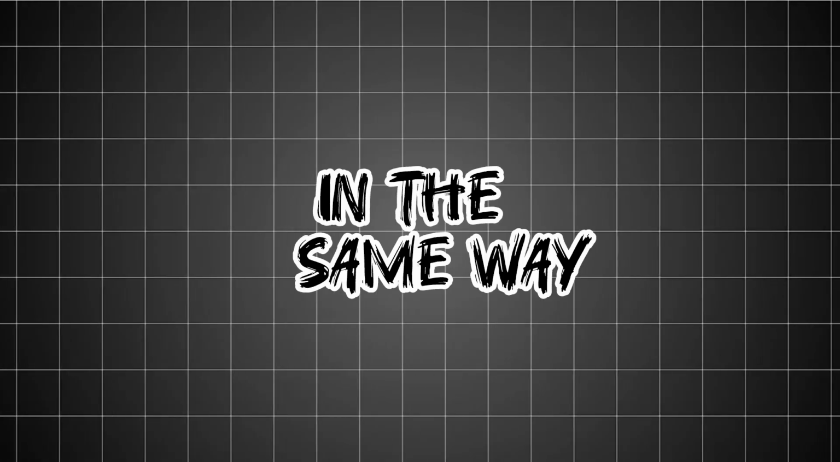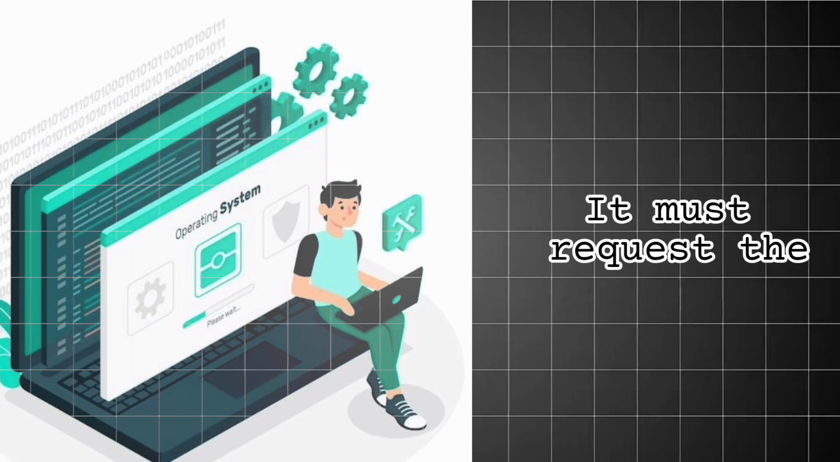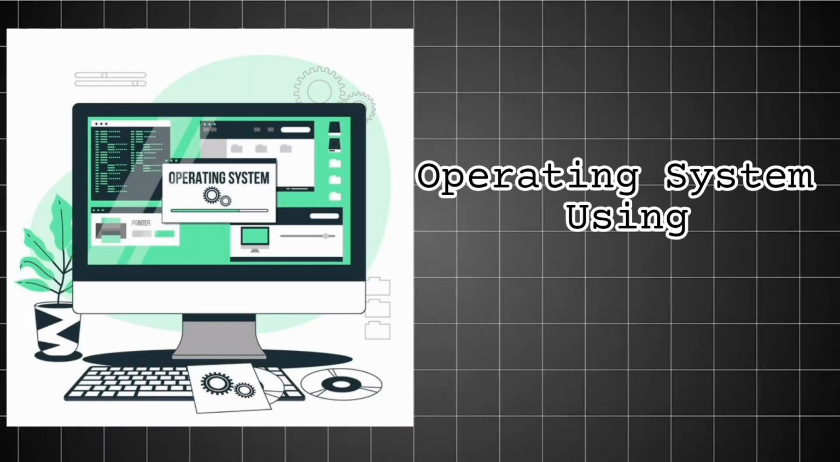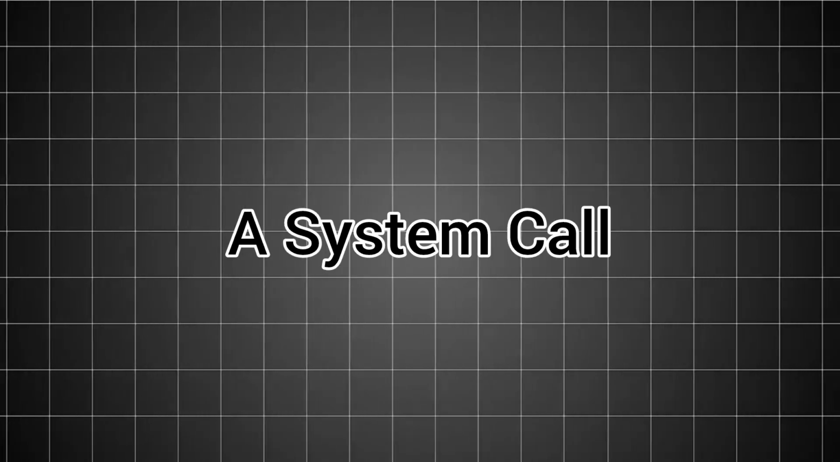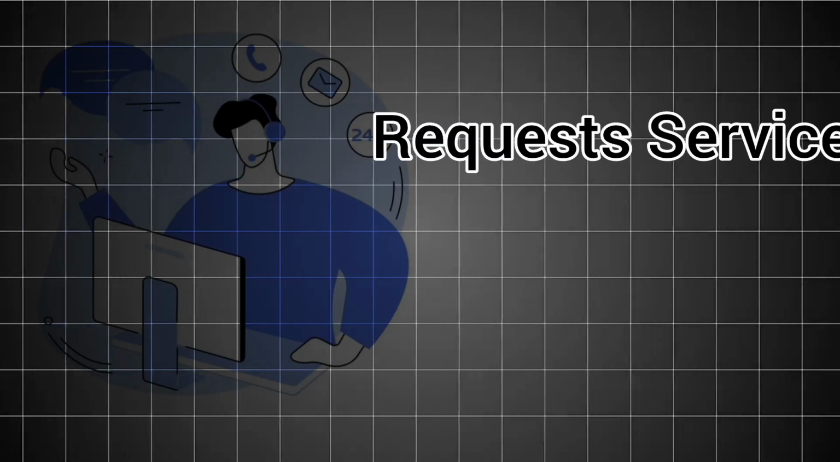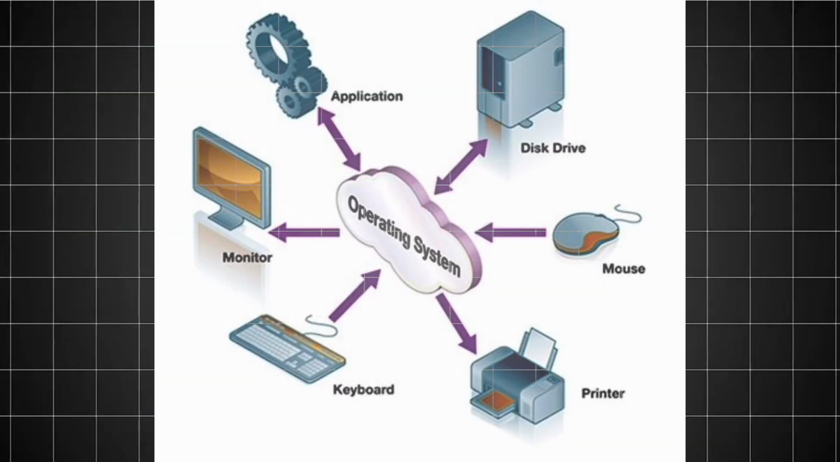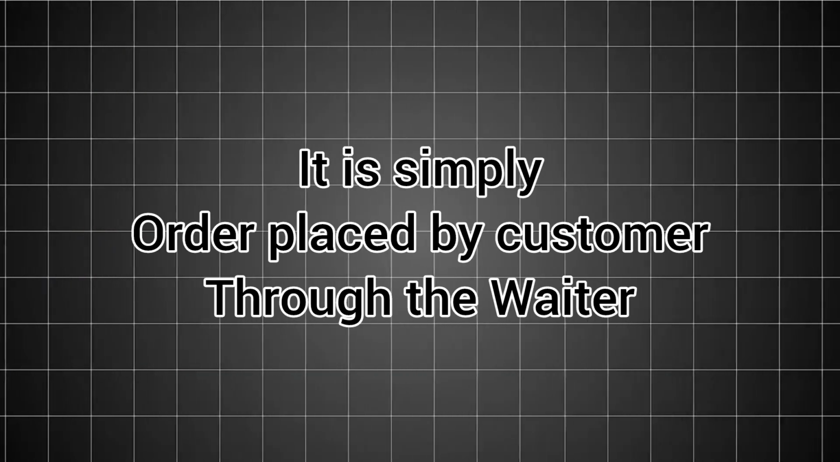In the same way, a program cannot directly access hardware. It must request the operating system using system calls. Here, what is a system call? A system call is a mechanism by which a user program requests a service from the operating system. It is an order placed by the customer to the waiter.